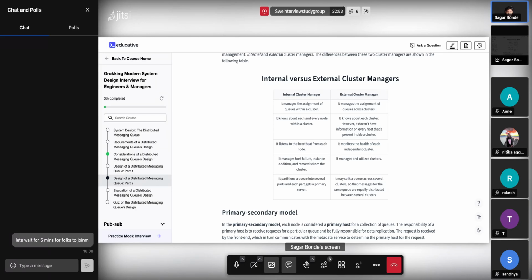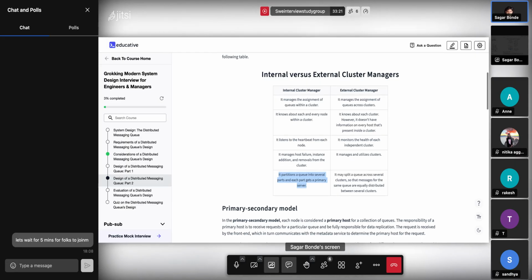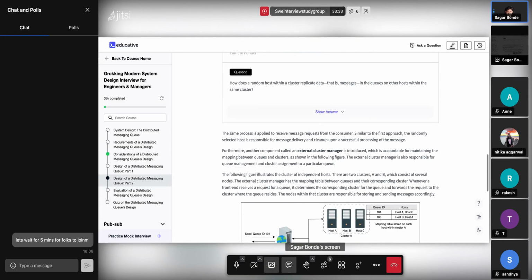But internally, the cluster will try to propagate the information everywhere. So it says it may split a queue across several clusters so that the messages for the same queue are equally distributed between several clusters. So here, based on the load, they just try to distribute it by themselves, whereas here the primary tries to distribute the messages to various partitions. Slightly confusing, but at this moment this could be ignored if you are finding it tough to relate this. Going forward it will be pretty much clear once we go down and I discuss it in detail.